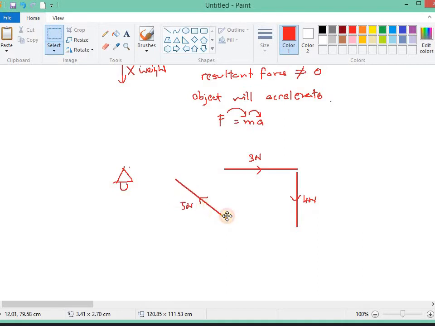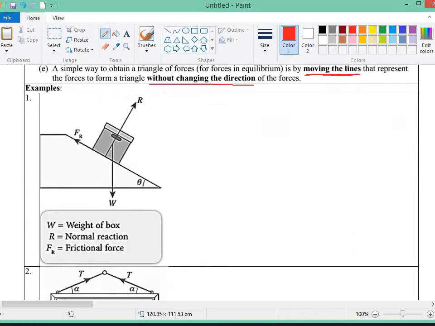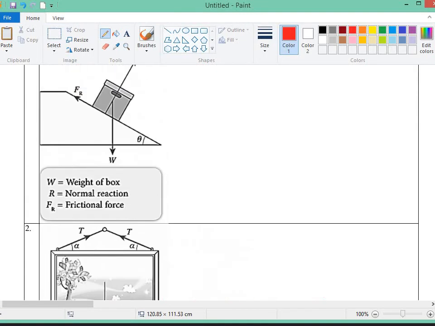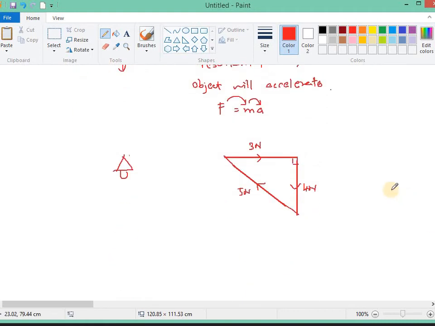This one is the last line, so I cannot simply put it anywhere, because I need to put it at the place where it will form a triangle. You see or not? If I put it here and join, it becomes a triangle of forces. So very simple. This triangle is the same as what we get from the parallelogram. This method is very easy.